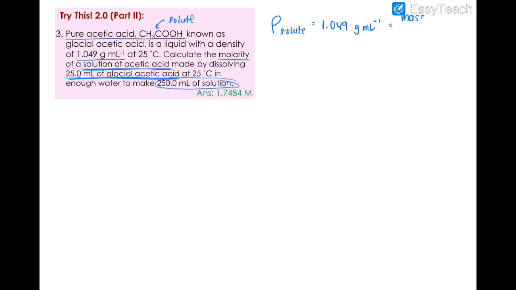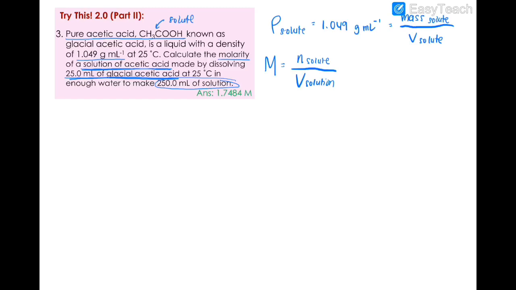Jadi density yang diberi kepada kamu is actually density of solute, which is 1.049 gram per milliliter, which is equals to, kalau dalam bentuk formula, ini adalah mass of solute divided by volume of solute. Okay, ingat balik, tengok balik tadi yang dekat bahagian density tu. So sebab dia adalah density of solute, therefore mass dengan volume dia, it has to be solute punya. And then you are asked to look for molarity solution. Molarity pula, what you need is n solute divided by volume of solution. Whereby dua-dua ni kamu tak ada lagi kan, so you need to look for it. Kamu kena cari mole of solute, kamu kena cari volume of solution.